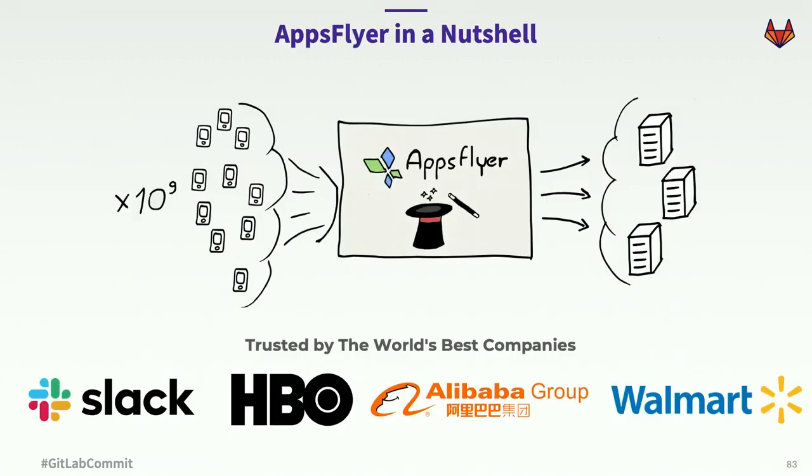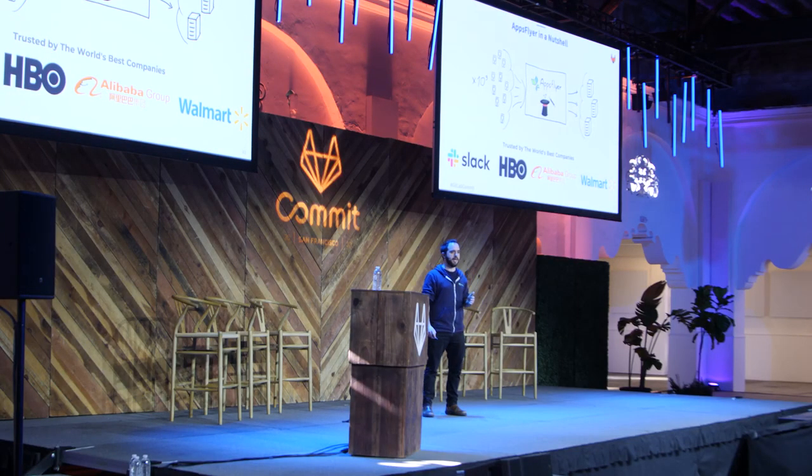So what is AppsFlyer? AppsFlyer is a mobile attribution and analytics platform. We basically help app marketers to make better decisions on their running campaigns using the data that we measure for them. If you have a mobile device, you probably have the AppsFlyer SDK installed by one of our clients. We are currently installed on 90% of the devices in the world, and we are trusted by the world's best companies like Slack, HBO, Alibaba, and Walmart.